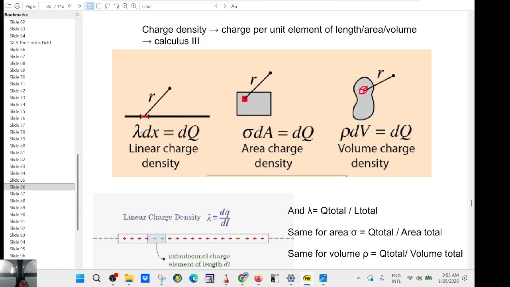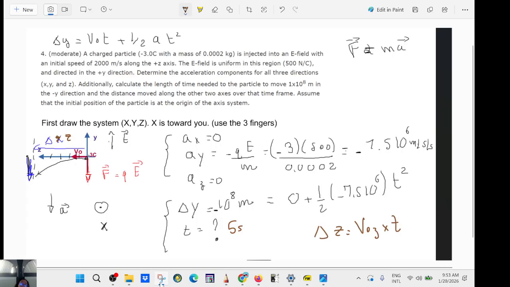So we're going to define lambda. It's called the linear charge density. If you have a line here, so far we have seen distributions of discrete charges. Now we want a continuous distribution. That means you cannot tell apart those charges because they are so small. So we need to define density.